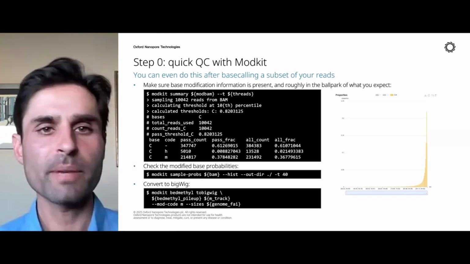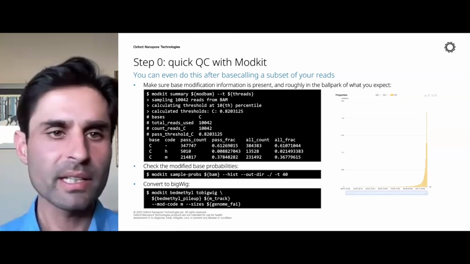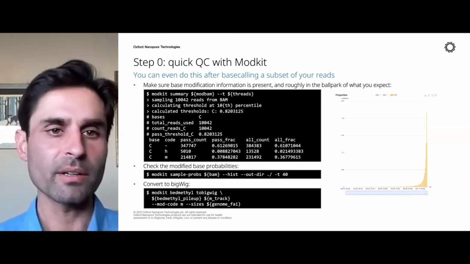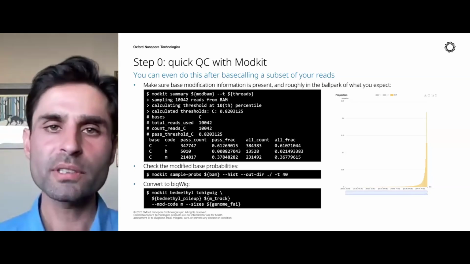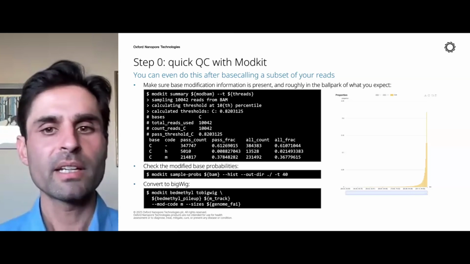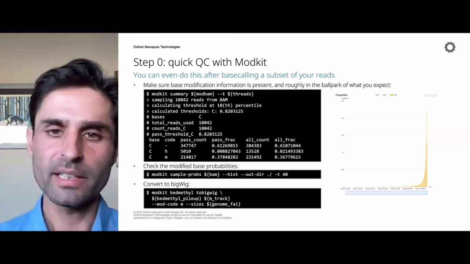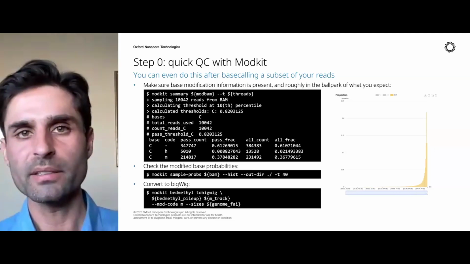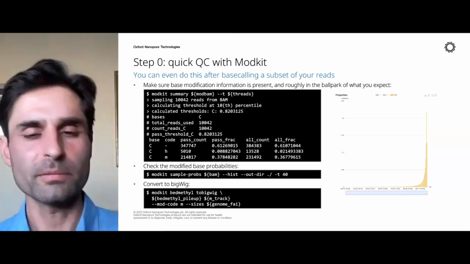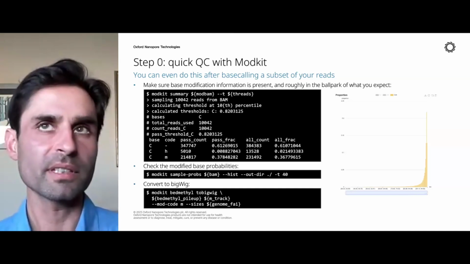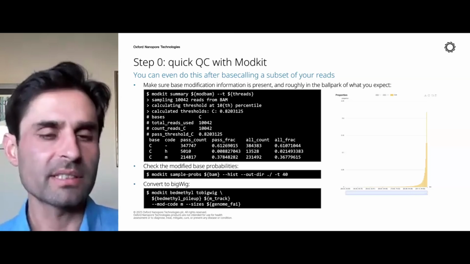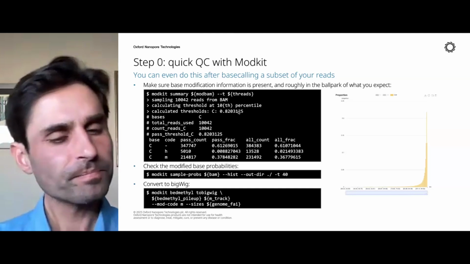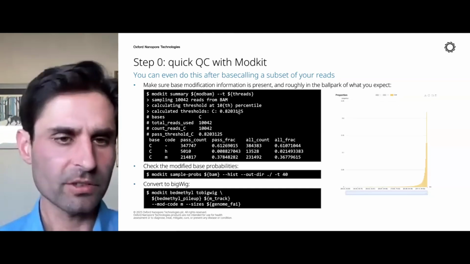The first command you probably want to do is modkit summary, where it's basically just going to skim some of your reads and look at the probability distribution of the methylation calls. What you really want to see is a histogram, like I'm showing on the right here, where all of your methylation calls are pushed to the right, which means they're high confidence calls. If it's detecting methylation, it's pretty confident that it's detecting methylation. That's also reflected in this threshold number here. You want that number to be relatively high, like I've shown here.